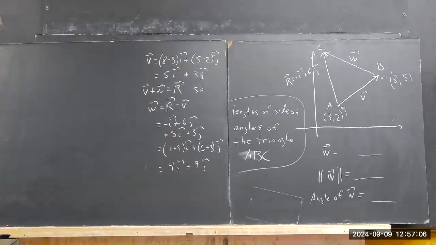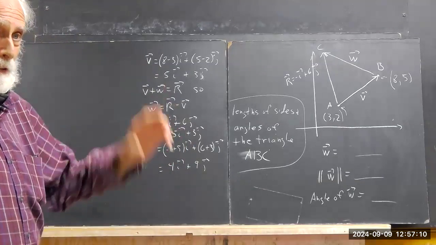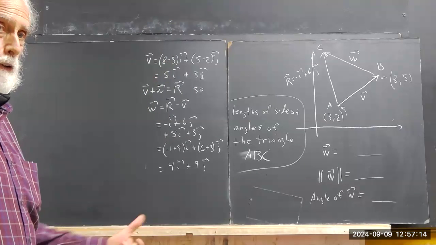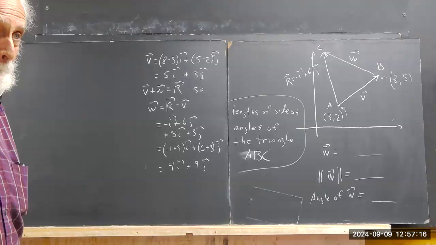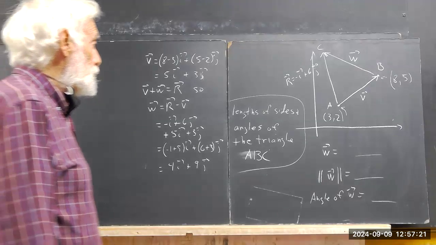Now you know what these numbers are. I think most of you got them. So if you see me write down a bad number or something, just raise your hand and look a little cross-eyed and I'll figure it out. Okay. Now we can check that.